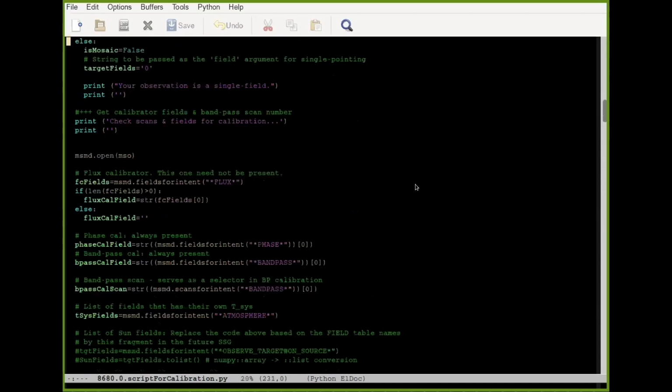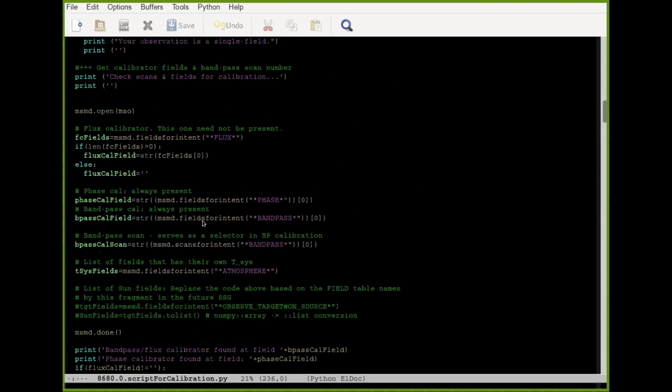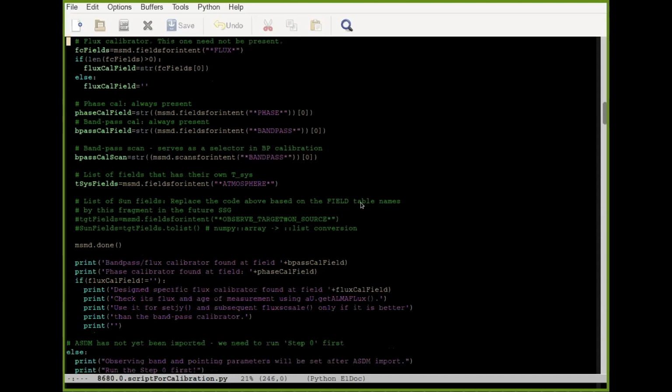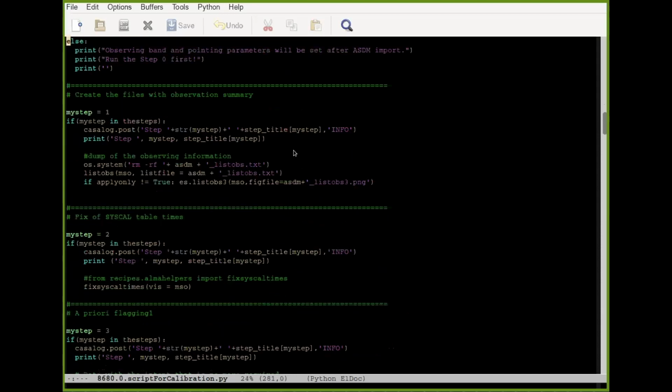It just makes these things which a standard solar script generator does. From the intent, it realizes what is the phase calibrator, what is the bandpass calibrator, which field is the flux calibrator, whether we are doing a mosaic or single field observation, and so on. So there are many of these guesses, but after you did this preamble, you go through the steps.